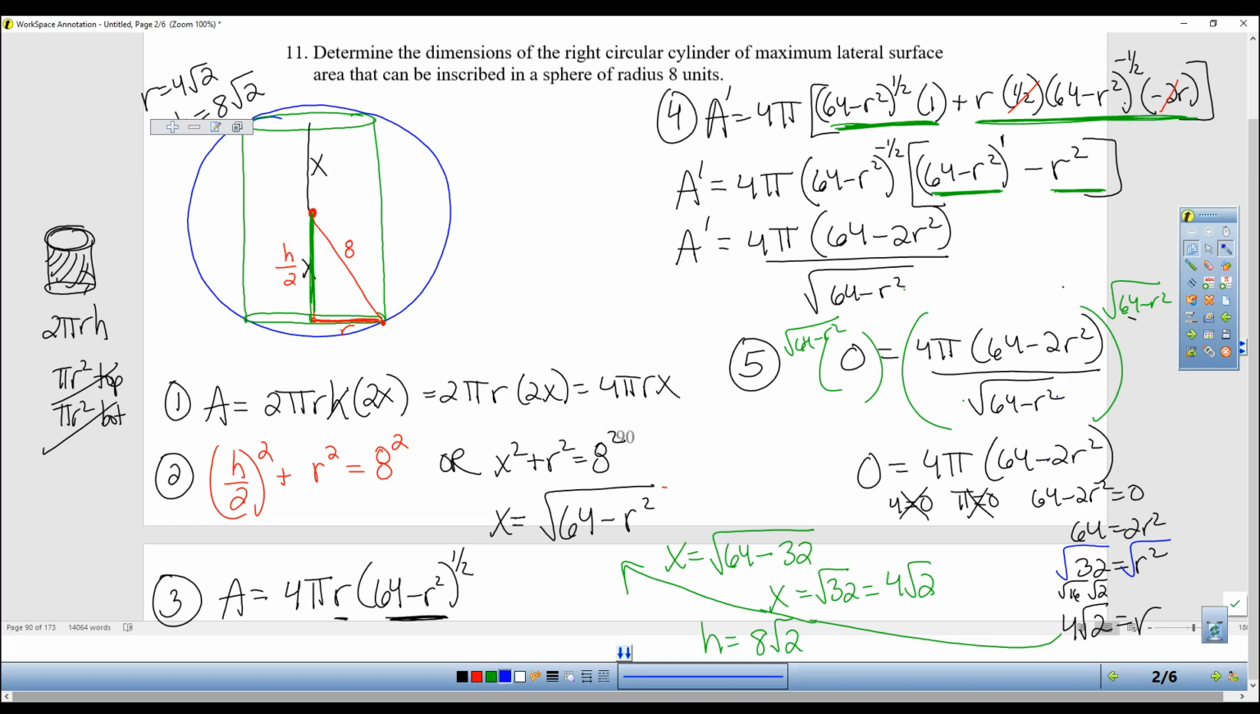So my final answer, I'm just going to have to tuck it in here in the middle of the page, is that r is equal to 4 square roots of 2. Some people write units because they want to make sure they never forget their units. But when it's just units, you don't need them. And h is equal to 8 square roots of 2. So pretty challenging problem. Again, you can just leave it h over 2 if you don't want to introduce the x, but I thought it was easier that way.